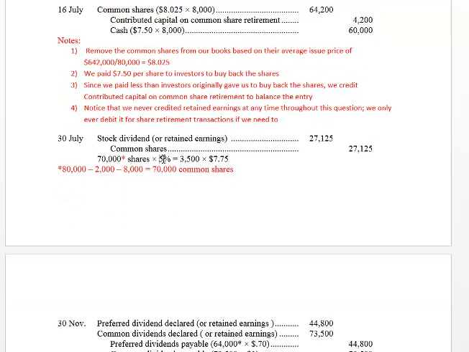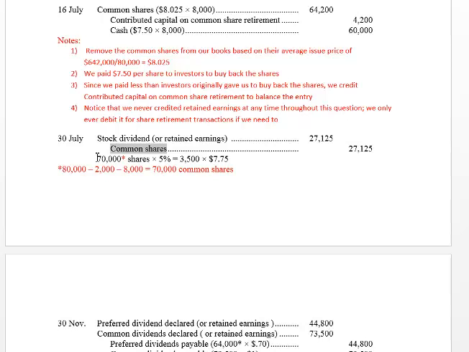It says here that the company declared a 5% common share dividend. They also told us that on the date that they declared the dividend, the shares were trading at $7.75 a share. So now we have to prepare a journal entry that records the declaration of the share or stock dividend and credits common shares because the dividend was declared and issued the same date. Notice this isn't a cash dividend, it's a share dividend. So we do not debit cash, or credit cash, we credit common shares. Why? Because we're issuing common shares, we're not giving them cash.